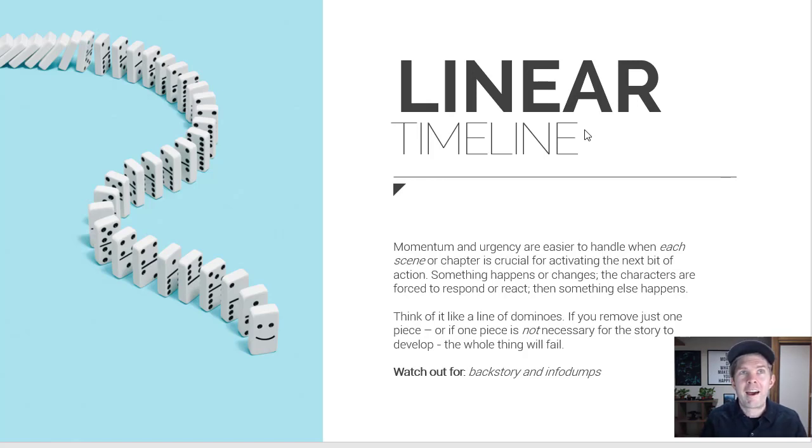So you want to have a linear timeline, or at least it's going to be a lot easier if you have a linear timeline, which means one plot event impacts the next plot event like a series of dominoes. Something happens, it hits the next link in the chain, and there's a continuation where the links just keep falling until you get to the end.